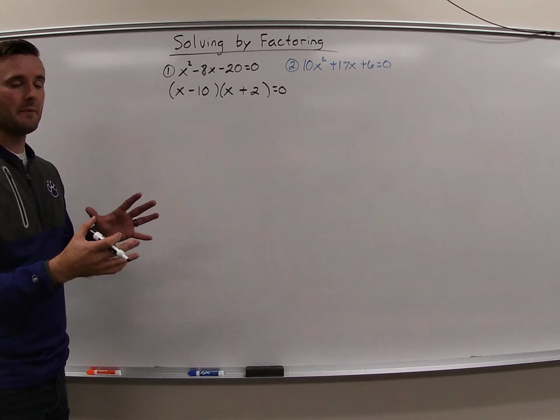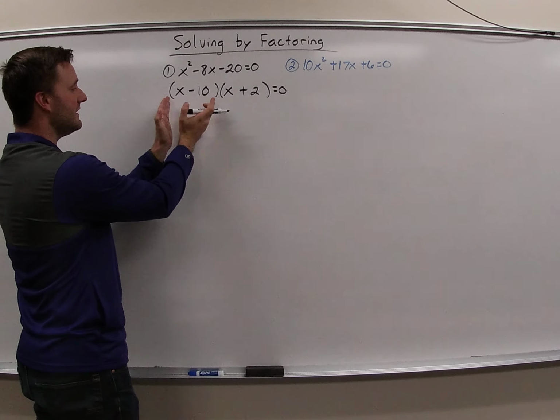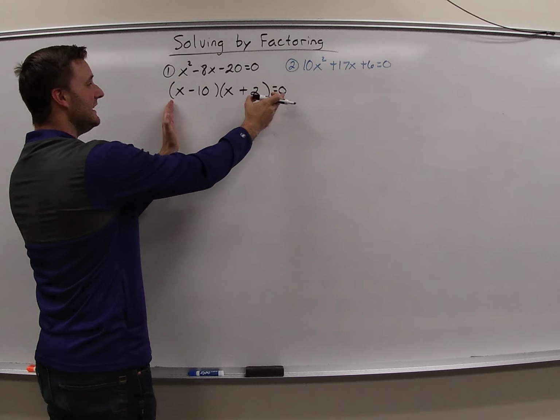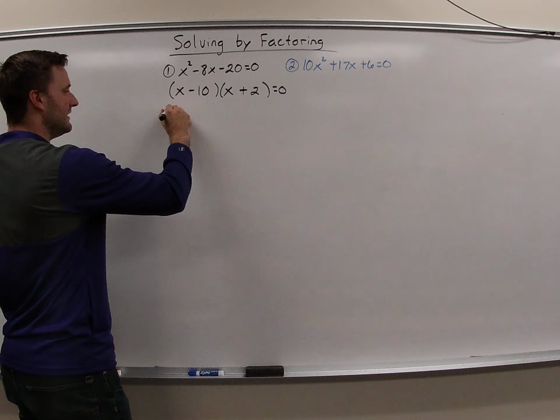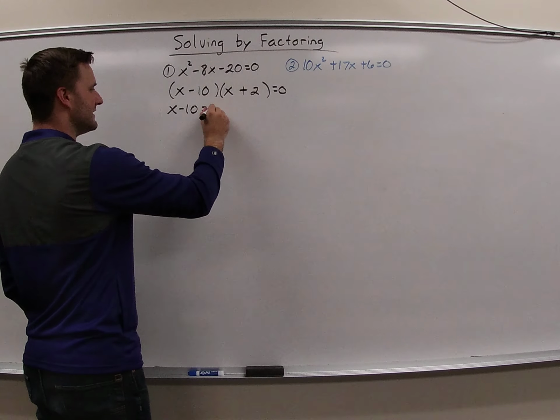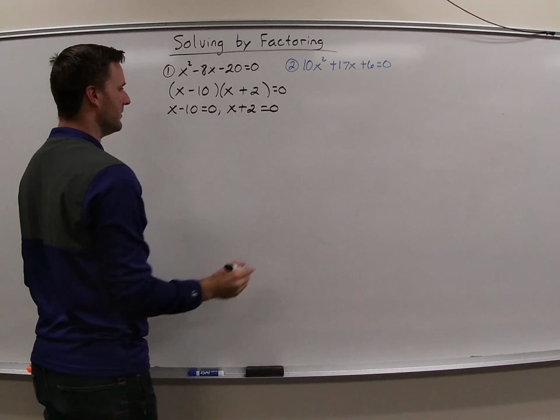From here, we take the zero product property. So we're going to take every factor, every product, and set it equal to 0, and then we're going to solve each one of those individually. So I'm going to take this x minus 10 and set it equal to 0, and then I'm going to take this x plus 2 and set it equal to 0.